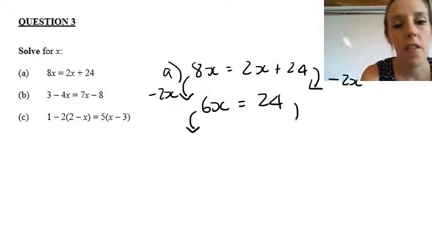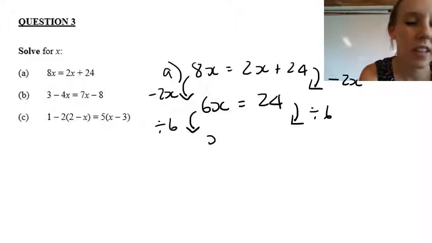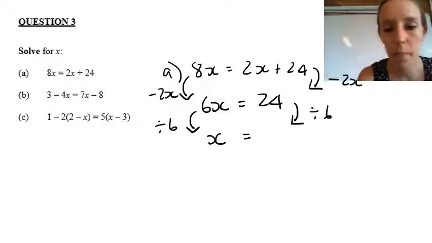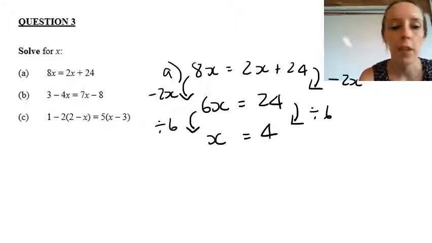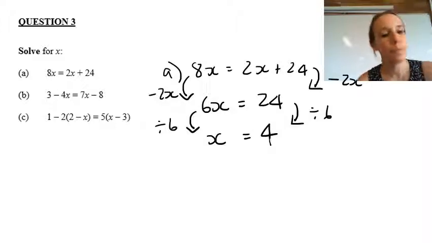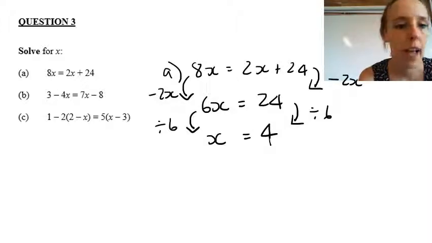Now, I need to get rid of that 6, so if I divide both sides by 6, 6 divided by 6 is 1, so it's just going to leave me with x, and 24 divided by 6 is going to give me 4. So therefore my x is equal to 4. So that's my solution for A.